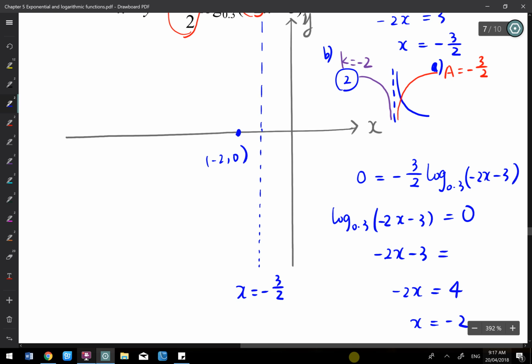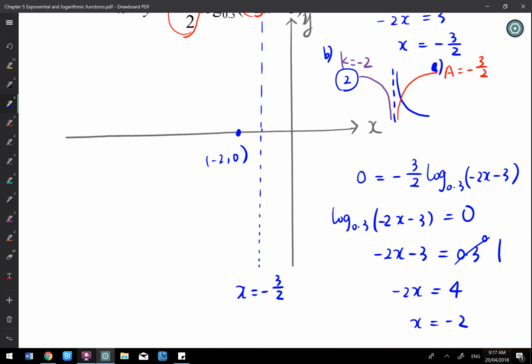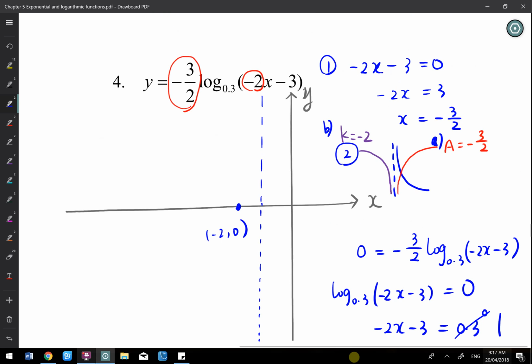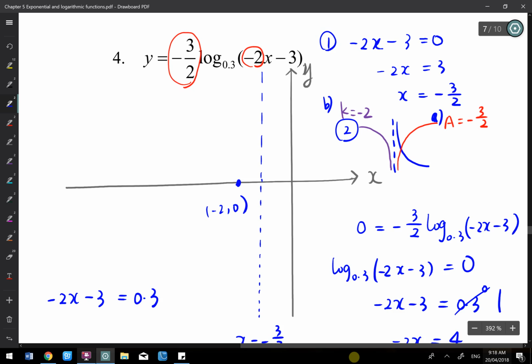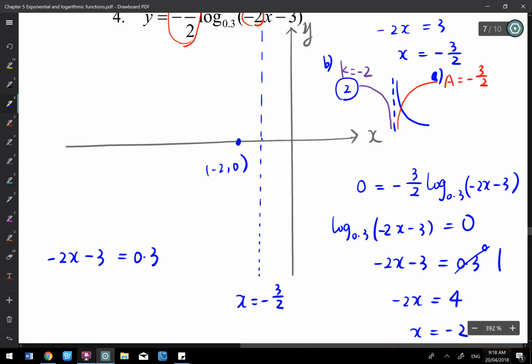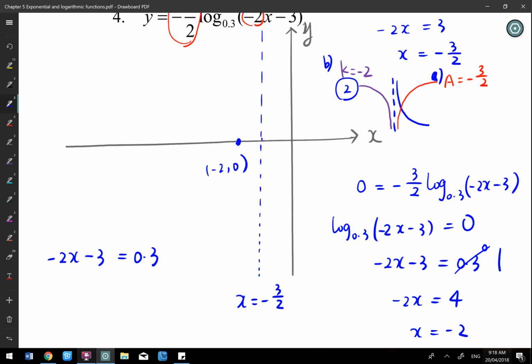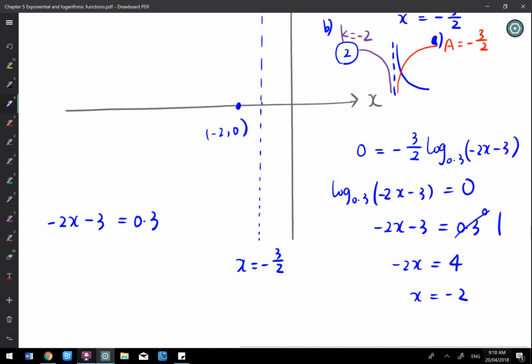Well, that's 0.3 to the power of 0, which is 1. Okay, now I want another point. I can't see any y-intercept, so I need to find another point. Which point will I select? I will select a point easy for me to calculate. If I can make minus 2x minus 3 equal to 0.3, the base, the whole log will become 1. That's why I choose this point.